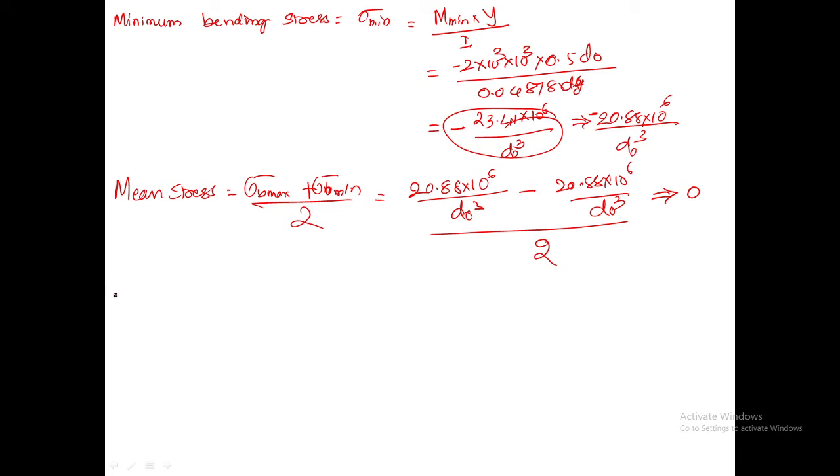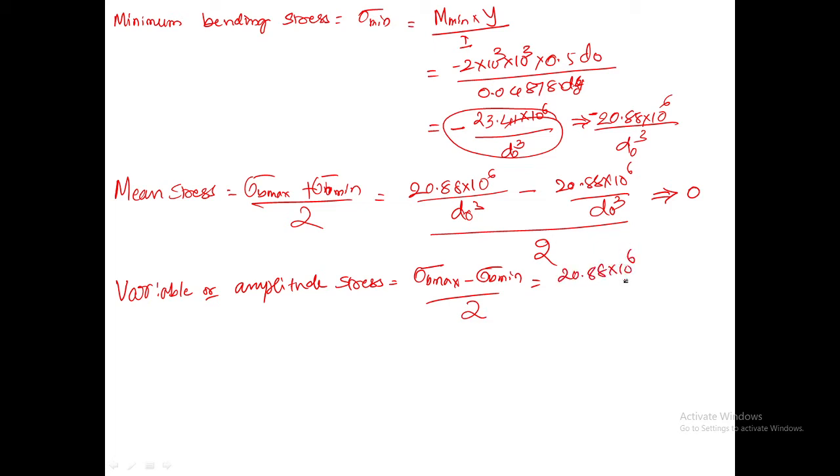So, next to calculate the variable or amplitude stress. This is sigma b max minus sigma b minimum divided by 2, right. So, 20.88 into 10 to the power of 6 by d naught cube, here minus of minus, so you will get a plus here. So now this is sigma m, and this is sigma a equal to 20.88 into 10 to the power of 6 divided by d naught cube, right.